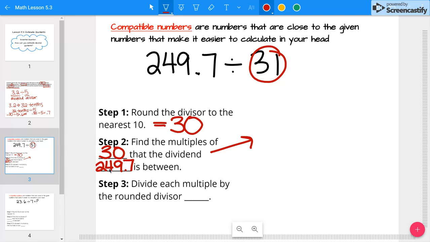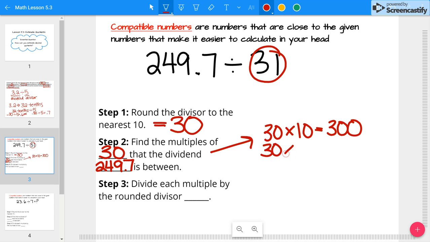What numbers can I start multiplying with 30 to get close to that number? I'm going to start off with 30 times 10. I know 30 times 10 equals 300, and that's too big for 249. So now I'm going to go down some.